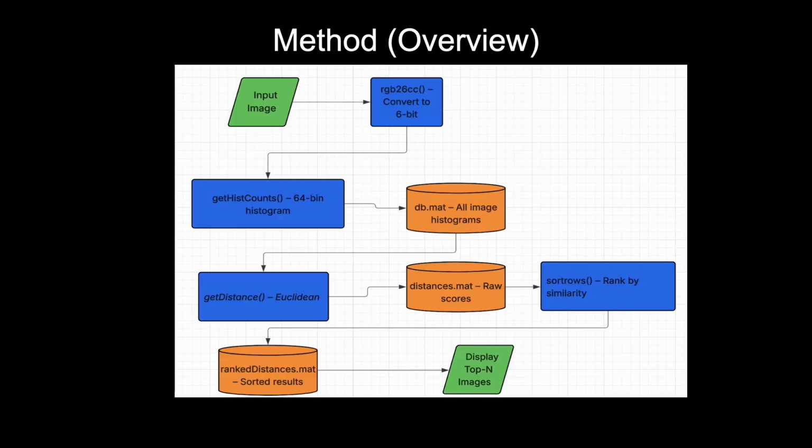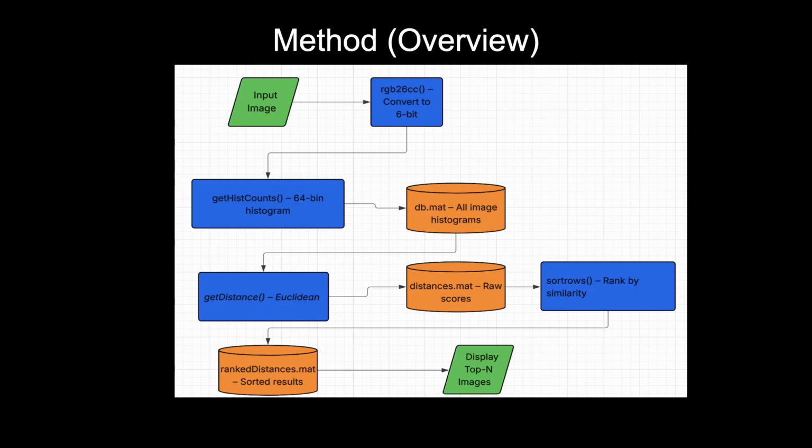This is the overview. Each image is processed using a function called RGB260C, which reduces the color space into the 6-bit representation. Next, we compute a 64-bin normalized histogram using the function getHistCounts. This histogram becomes the feature vector for that image. We then store all these histograms in a matrix called db, which we save as db.mat. This forms the database of image features.